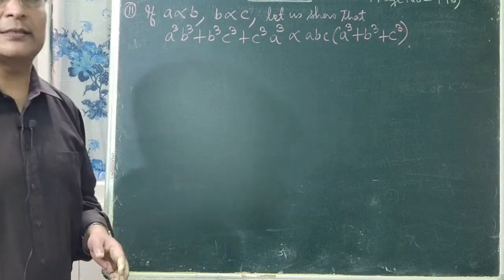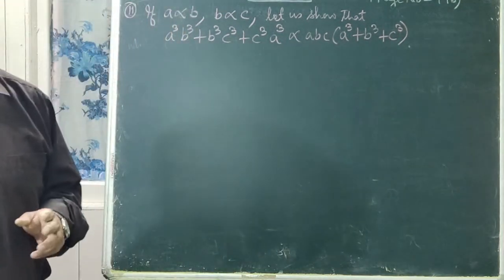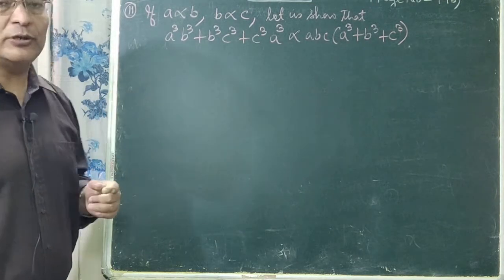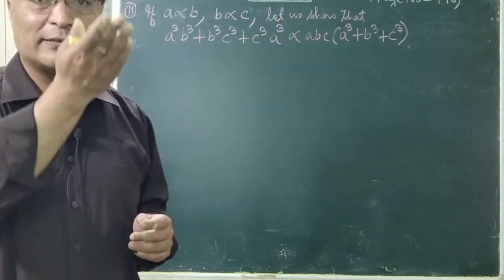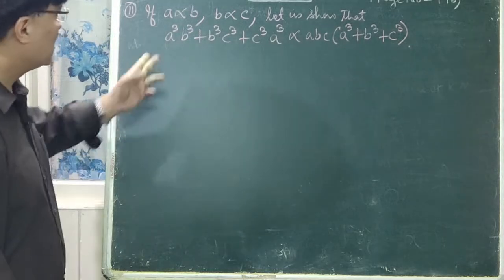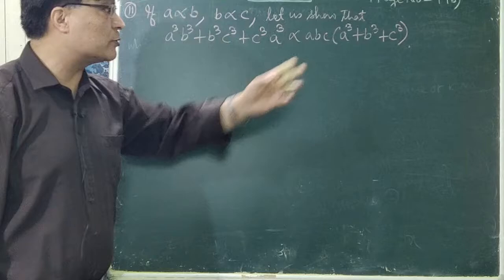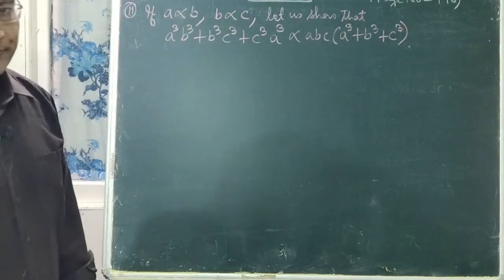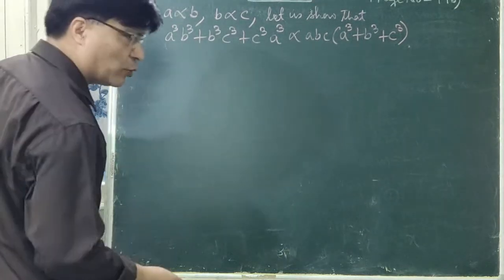Also it is given that B is proportional to C, that means B and C are also in direct variation. So in this case also, when B decreases, C decreases. When A increases, C also increases. So you have to show that A cube B cube plus B cube C cube plus C cube A cube is proportional to ABC into A cube plus B cube plus C cube. So I think you have understood the question. So let us prove it.